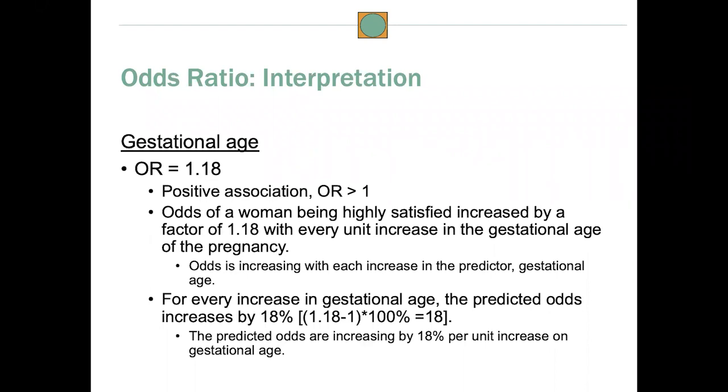So we can also interpret or present our results, the odds ratio, as a percentage. To do this, you want to subtract 1 from the odds ratio. In this particular example, our odds ratio is 1.18. So 1.18 minus 1, multiplied by 100%, gives us 18. So we can say that for every increase in gestational age, the predicted odds increase by 18%, or the predicted odds are increasing by 18% per unit increase in gestational age. And we can do this same thing for the remainder of our significant predictors.